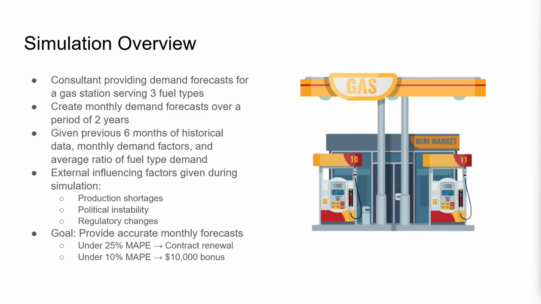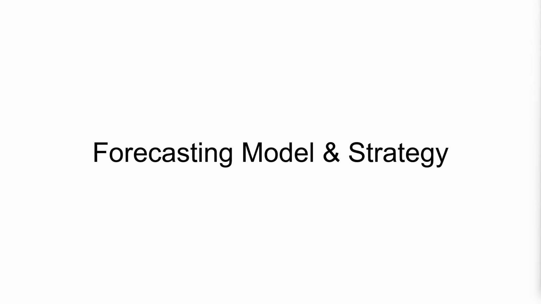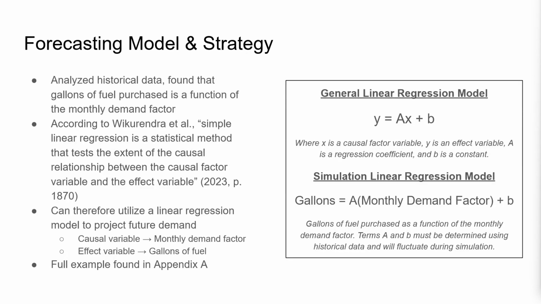In the simulated case study, an error of less than 25% would guarantee a contract renewal, and an error of less than 10% would result in an additional $10,000 bonus. In order to accomplish this goal, let's take a look at the model and strategy used to create the monthly forecasts. While analyzing the historical data, we found that the gallons of fuel purchased acted as a function of the monthly demand factor.